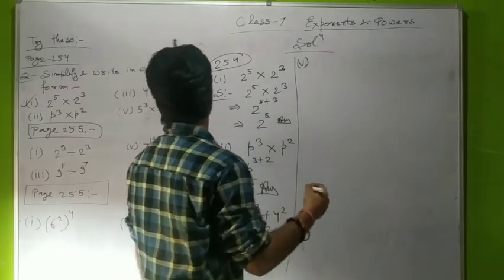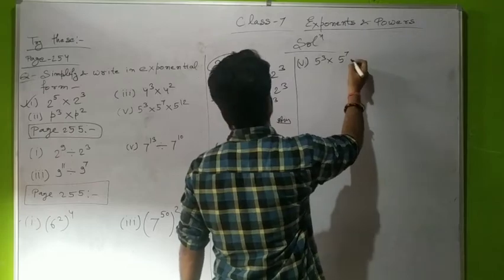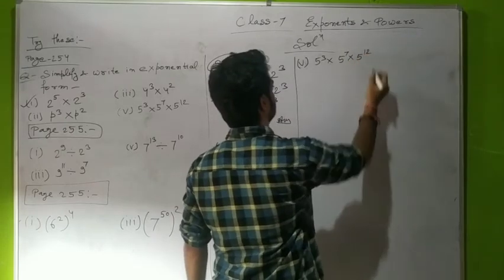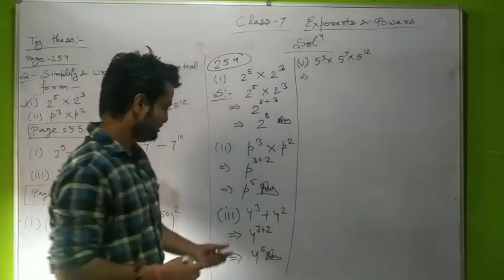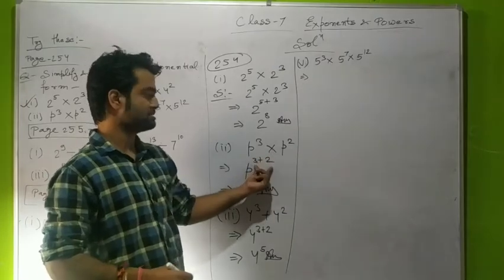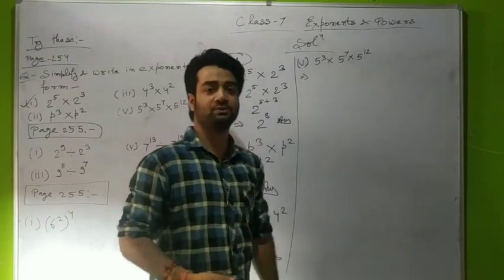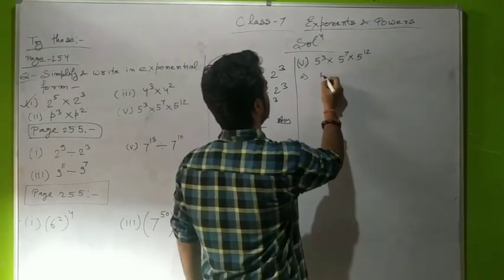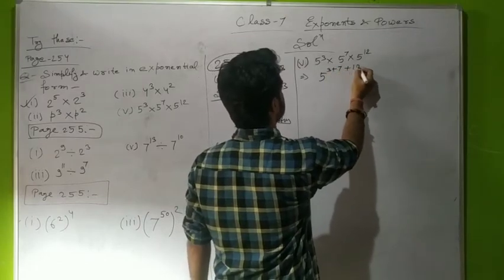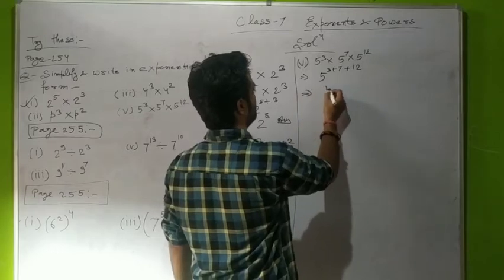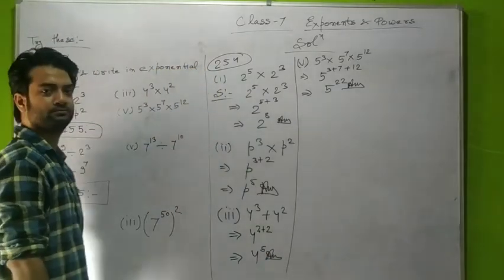Fifth question is 5 cube into 5 raised to the power 7 into 5 raised to the power 12. Now let's solve this. As here the two numbers were multiplied, so the powers were added. If three numbers are multiplied and the base is same, then also the exponents are added. So it will be equal to what? 5 raised to the power 3 plus 7 plus 12, that is 5 raised to the power 22. This is our answer.